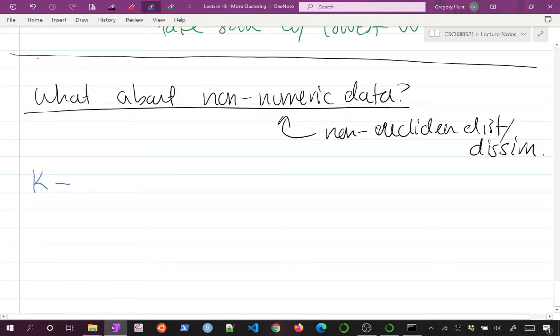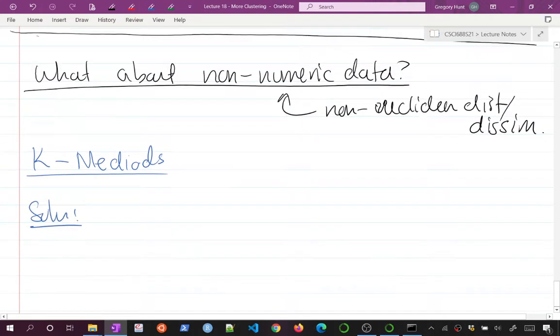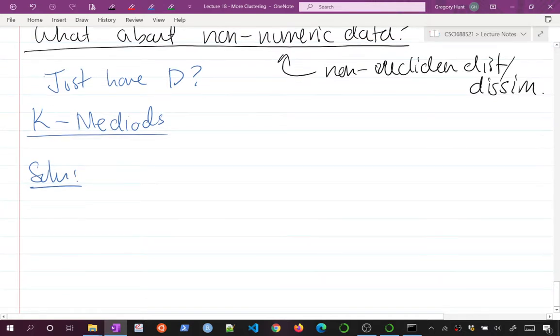The solution is an algorithm that is an alteration of K-means, called K-medoids. They're not necessarily means, but medoids. The basic idea is, what if we don't have any numeric data? We just have D, maybe just our dissimilarity matrix. We don't even have a notion of means, we don't even have a notion of data points. We just have a dissimilarity matrix for our objects.